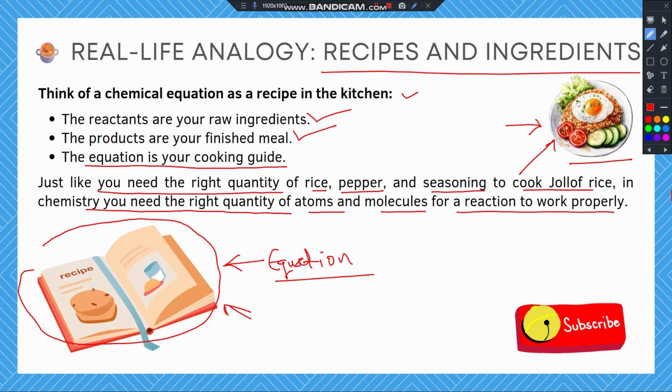Now, this recipe that I made reference to moments ago, I told you that it tells us the ingredients that we need to combine together to make a meal. Not only does it tell us the ingredients we need to combine together, it also tells us the amount of ingredients that we need. For instance, it tells us that we don't just need to add rice, we need to add 2 cups of rice. In the same way, a chemical equation tells us not just the elements that are reacting, but also the amount of the elements that are reacting, so that we can get at a definite answer.